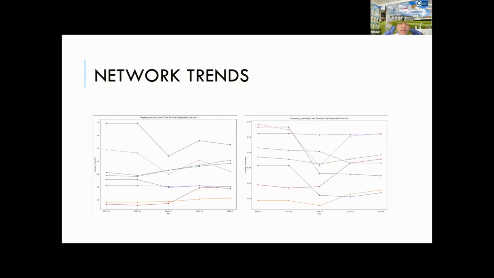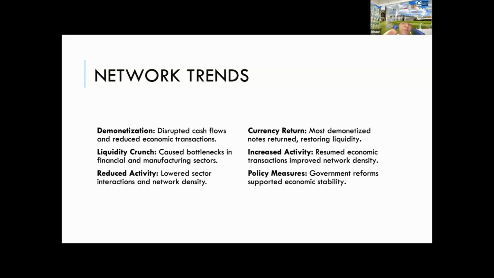Here are the network trends. As you can see, in 2016, there was a sharp decline in degree centrality and closeness centrality for cash-dependent sectors. These sectors are the sectors which are dependent on cash for the most part, like agriculture, retail, trade, etc. This can be attributed to demonetization.